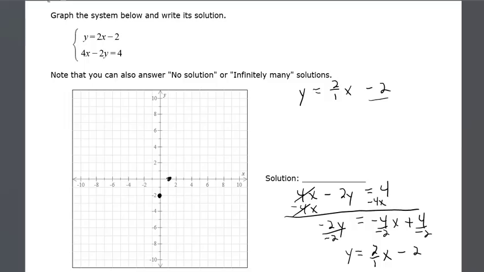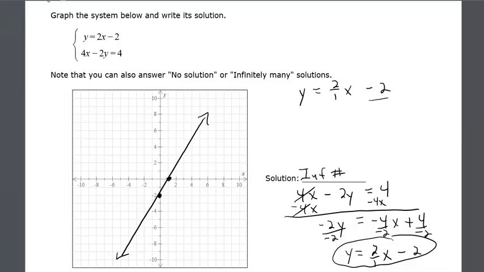So now you're going to connect these points with a line. And again, the second equation is exactly the same. So we know we're going to have the exact same line, which means they have all their points in common. So we have an infinite number of solutions.